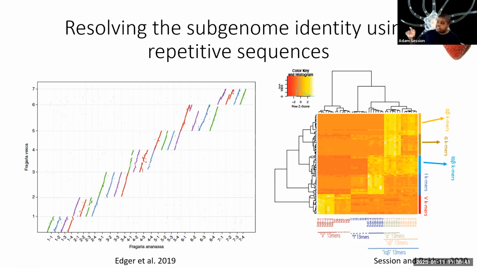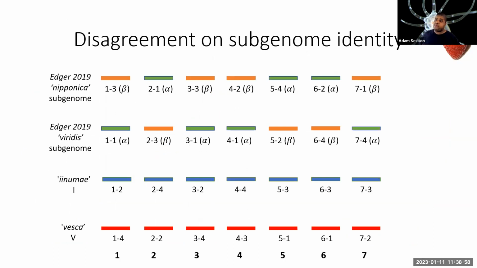We'll talk more about what these shared signals mean, but the main thing I want to say here is we find unique sequences to V, I, and alpha. And beta can be defined by the presence of the alpha-beta and I-alpha-beta K-mers, but no alpha K-mers. So again, we find these subgenomes, which differ from what has been proposed previously by Edger 2019. And in order to statistically validate which of these may be better supported by the data, again, we use an ANOVA plus Tukey's HSD test to ask how well each of these clusterings is supported by the K-mers in the genome.